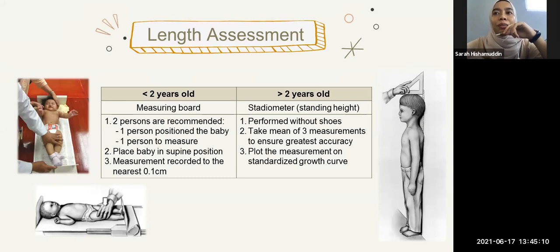And for those more than 2 years old, we perform the measurement without shoes. We ask the patient to take off their shoes and take the mean of 3 measurements to ensure the greatest accuracy, and then we plot it on the growth curve.